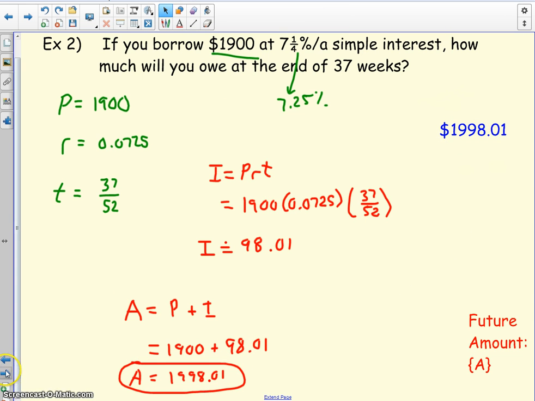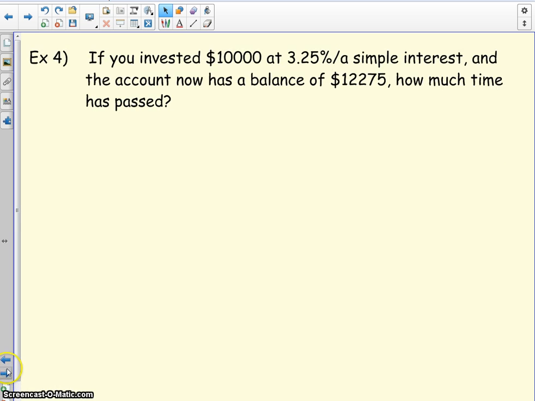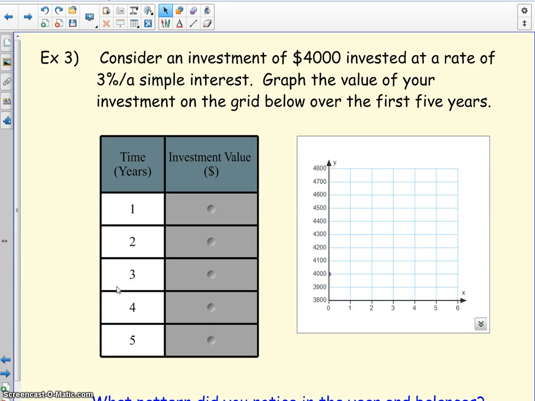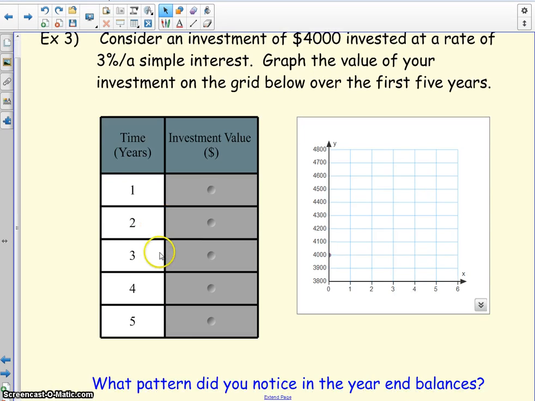Okay, last thing to look at here, a couple more things to look at. Let's say we have an investment of $4,000 invested at a rate of 3% per year. I want you to make a table of values over the first 5 years and think about what that's going to look like on a graph. We originally invested $4,000, and I want you to take a minute and, for different amounts of time, calculate how much the investment is worth. So you're going to have to calculate your interest first. I equals PRT for each of these. Then once you have your interest, add it to the original $4,000.